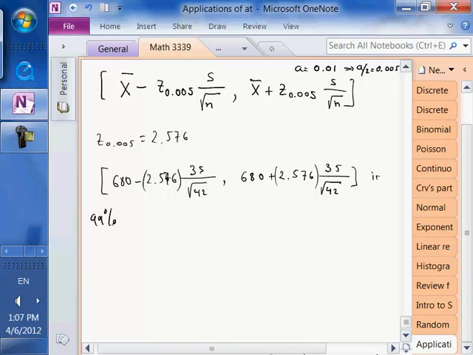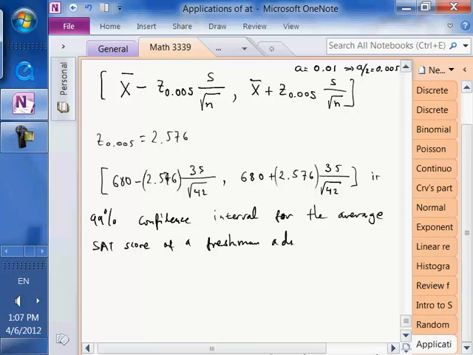Is the 99% confidence interval for the average SAT score of a freshman admitted by this college. It's very important at every problem, when you finish the problem, to include this kind of simple statement which describes the quality of, which describes your result.